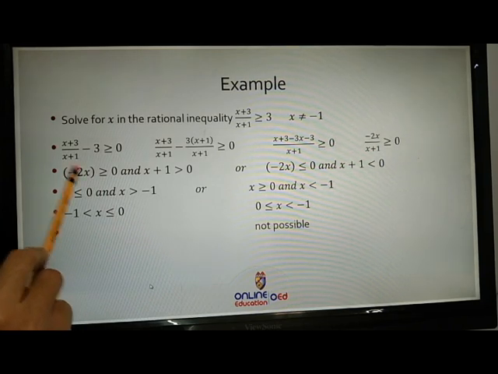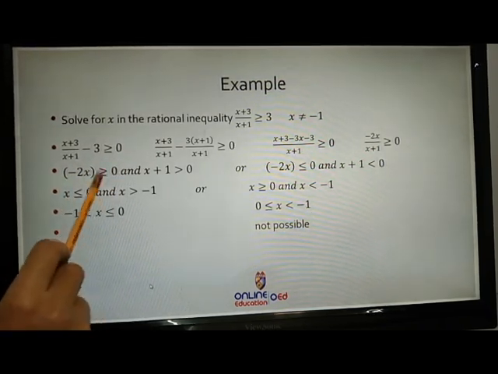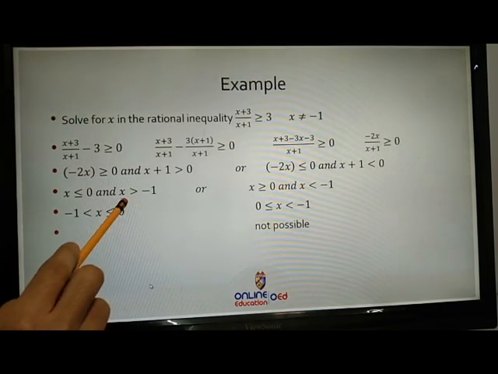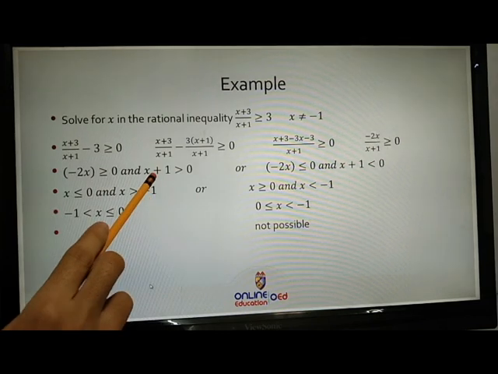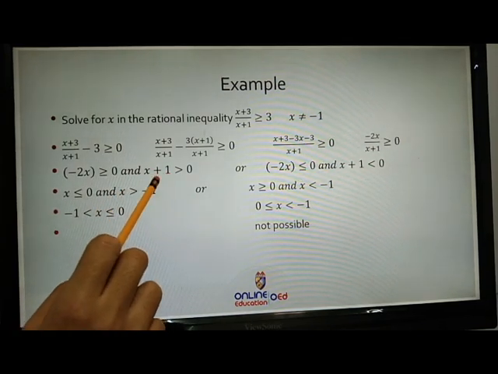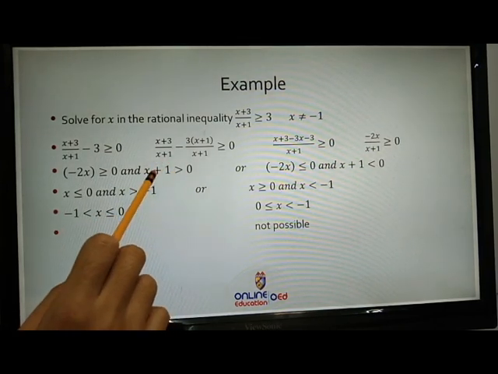So, negative 2x over negative 2 is x. And then reverse yung symbol. 0 over negative 2 is 0. And x is greater than negative 1. Okay, so paano naging negative 1? So, x plus 1. So, mag-a-add tayo ng negative 1 para ma-eliminate si constant term.